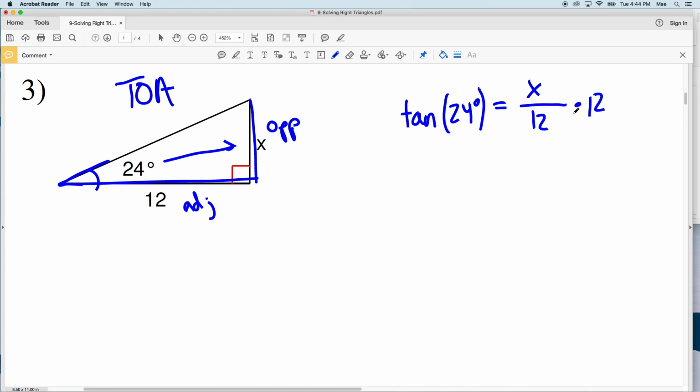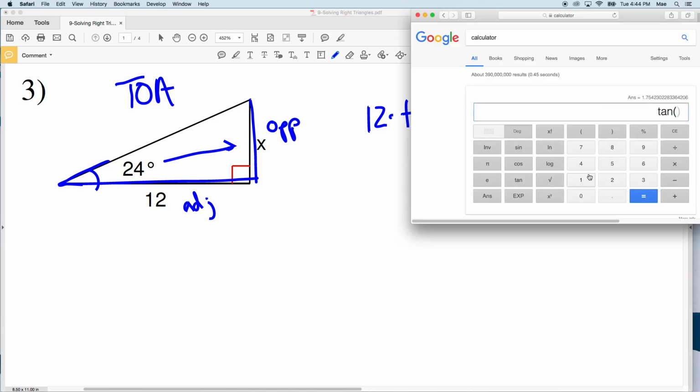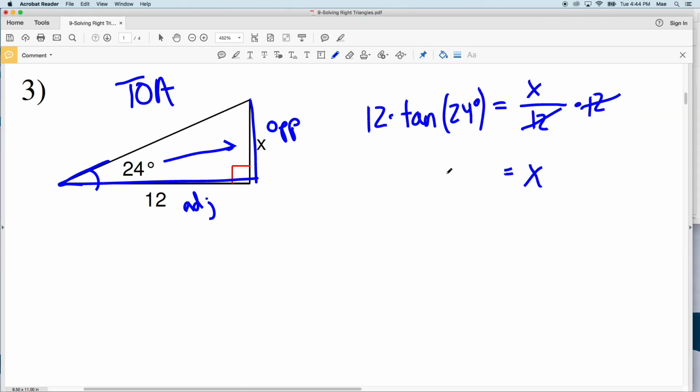All we need to do is multiply both sides by 12. We'll get x on the right hand side, and the tangent of 24 is 0.445, and when we multiply that by 12, we'll get 5.34. So x is 5.3 in number 3. And feel free, if you want to calculate the tangent of 24, write that as a decimal and then multiply it by 12. I'm just doing it all in one step since I'm using the calculator.